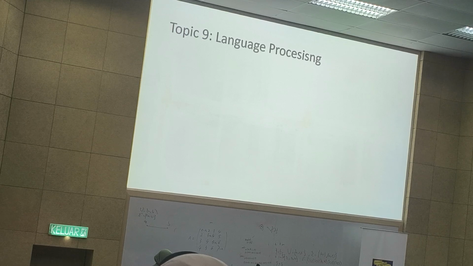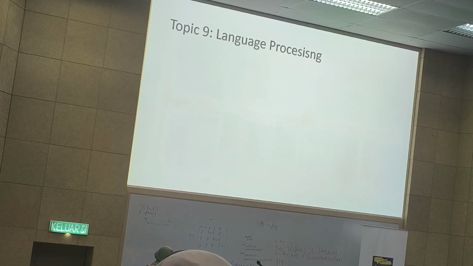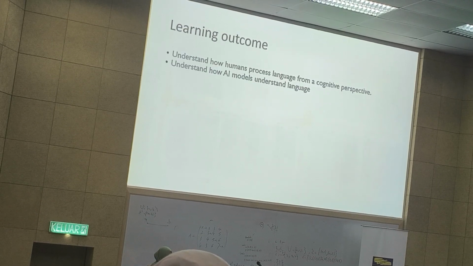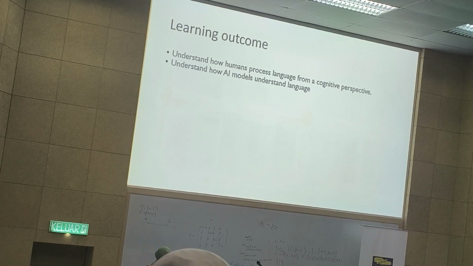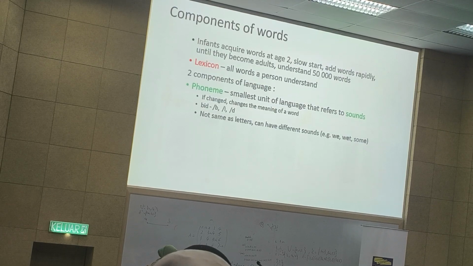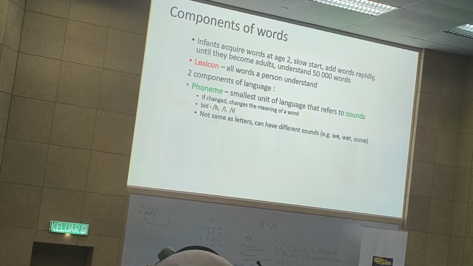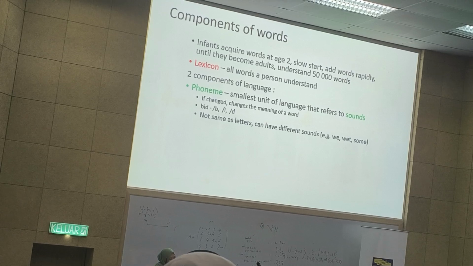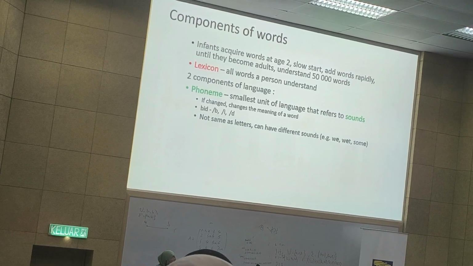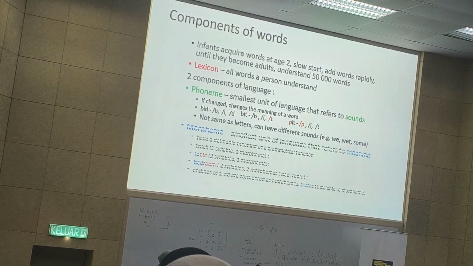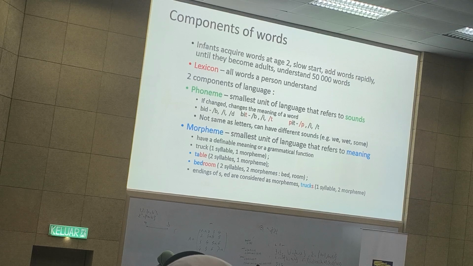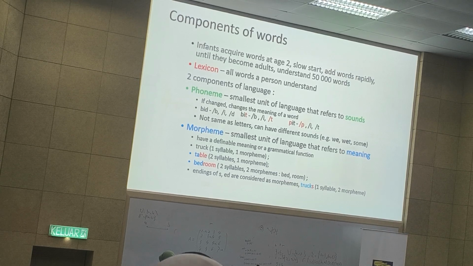So moving on to topic nine, we look at language processing. Basically we look at how we humans understand language, and then we look into the implementation of AI systems, such as NLP. So we covered the components of words: lexicon, phoneme, and also morpheme. Phoneme is the smallest unit of sound, whereas morpheme is the smallest unit of meaning.